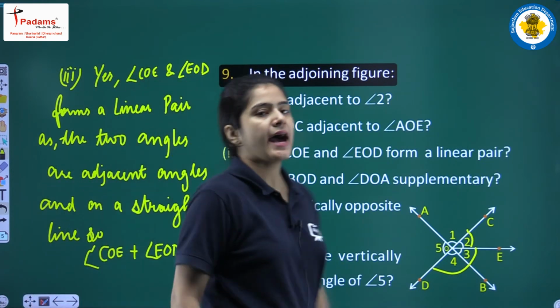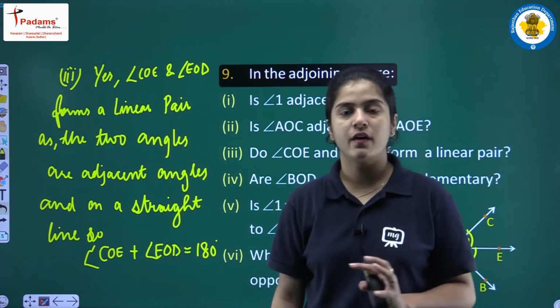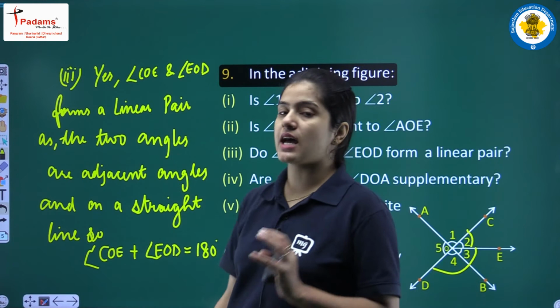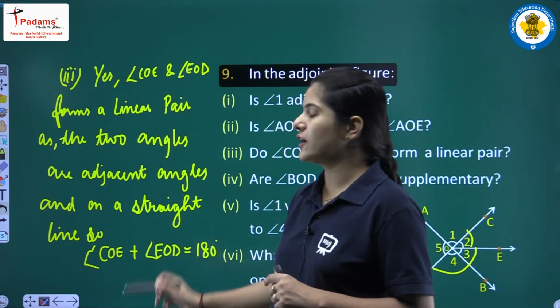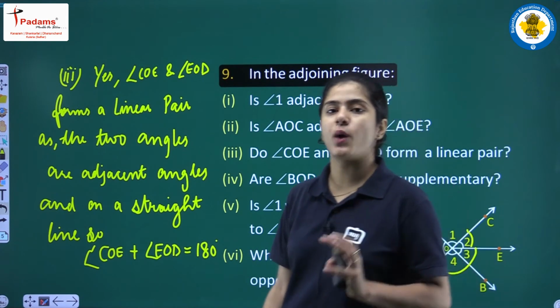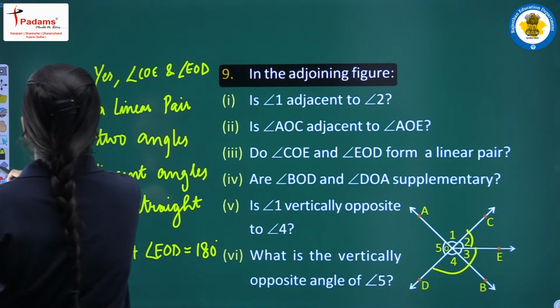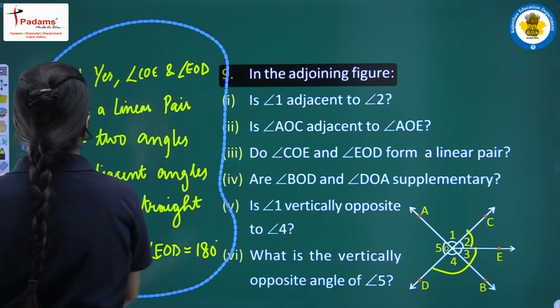Okay students, have a look that yes, these two angles are forming a linear pair as the two angles are adjacent angles and are on a straight line. So that is why the sum of these two angles is equal to 180 degrees. Okay students, now we'll be looking at the fourth part. What is the fourth part students?